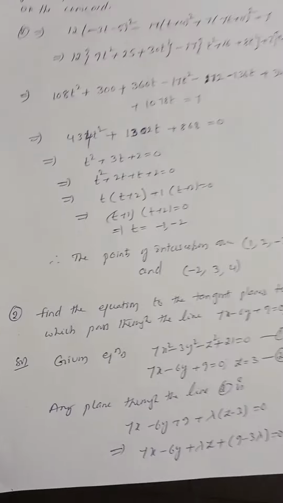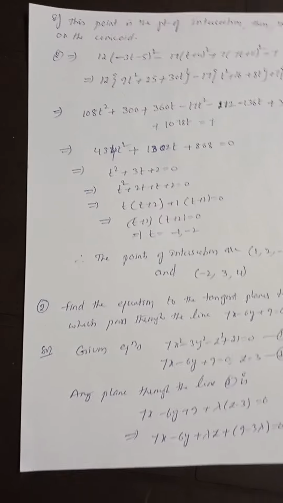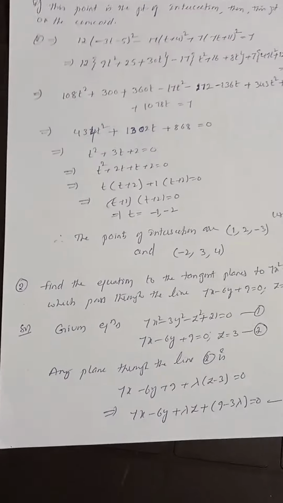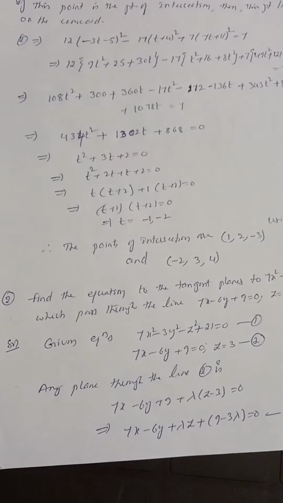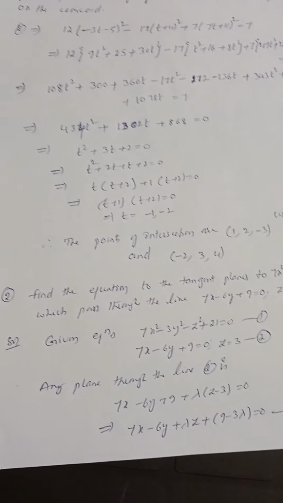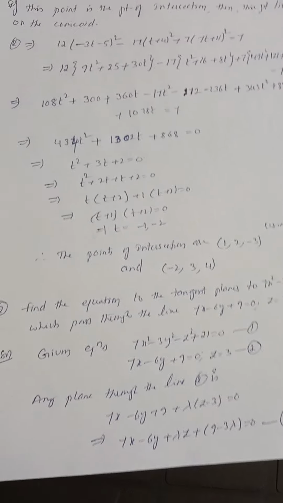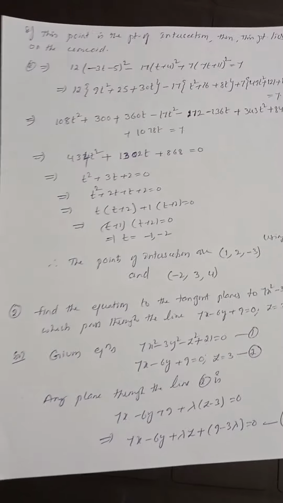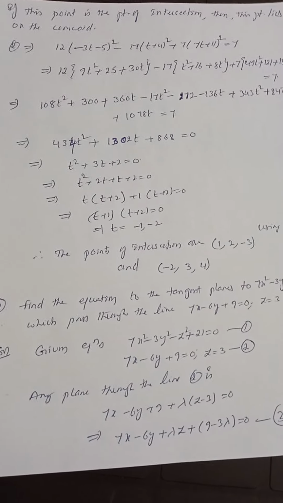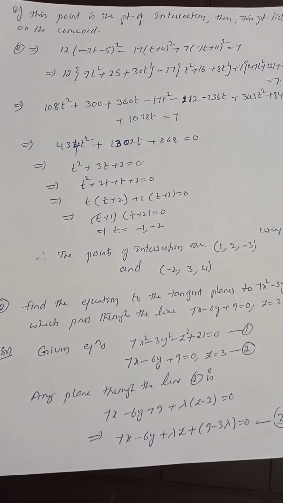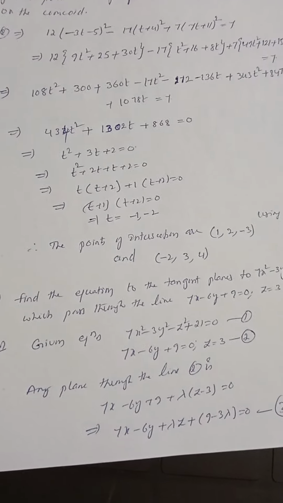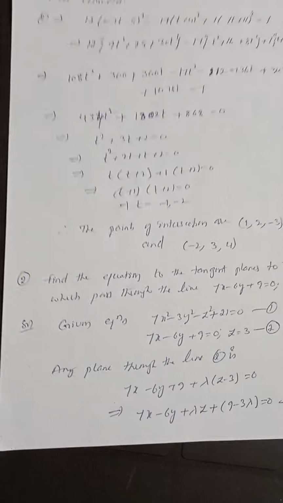What is the concept here? How to find the points of intersection? It means we have to choose an arbitrary point on the given line and we have to substitute that point in the given surface and solve it. You will get a quadratic equation in t, right? Simply substitute those values in the random point. You will get the points of intersection, right?